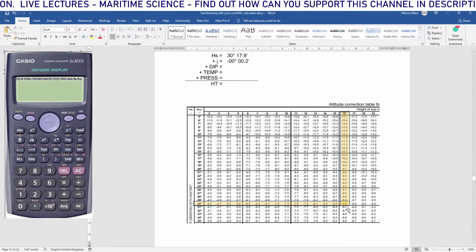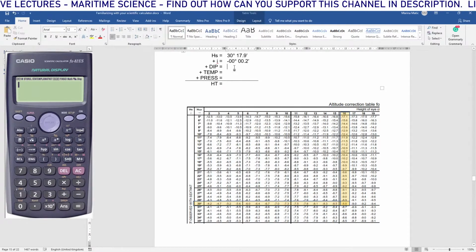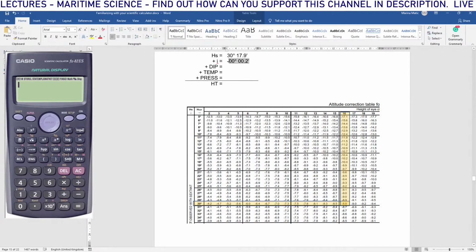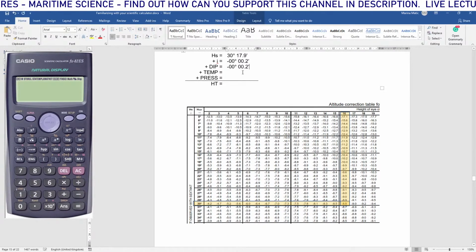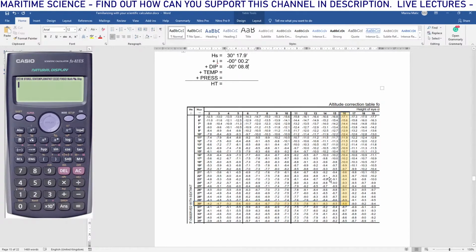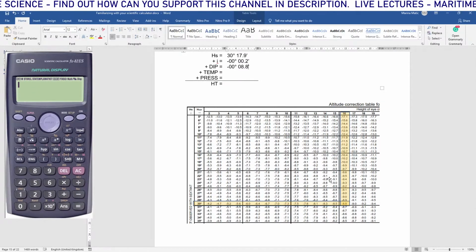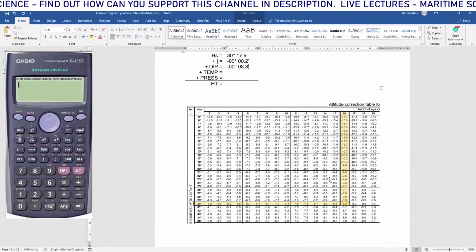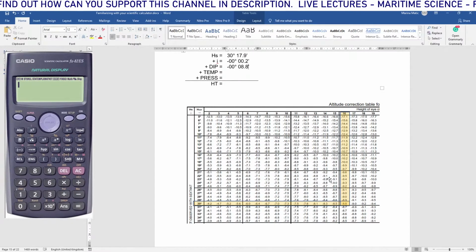It's minus 8.8. Every value in this table is in minutes, so let's cheat a little: copy, paste, 8.8 minutes negative. So all the values here are negative. The correction for 16 meters of height of the eye and 30 degrees height measured with sextant is 8.8.